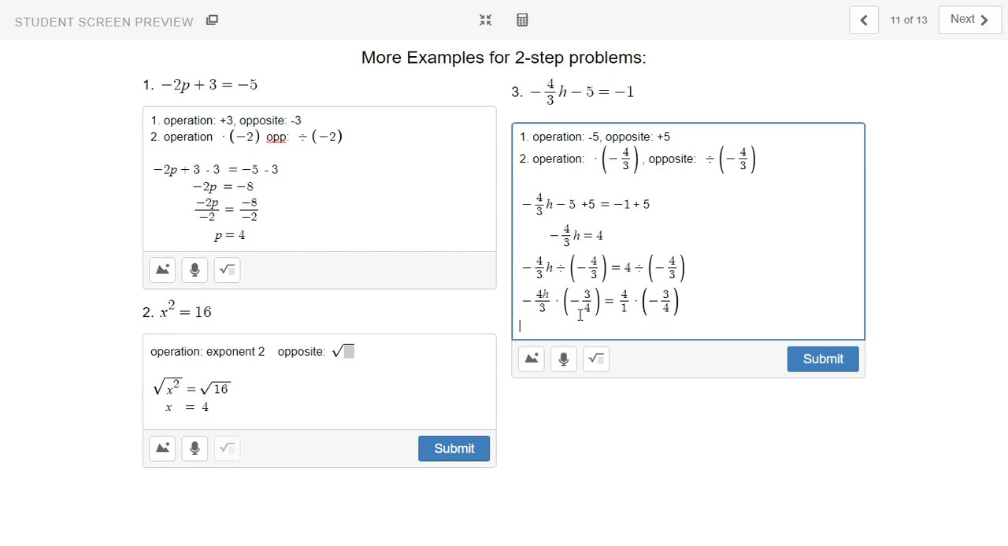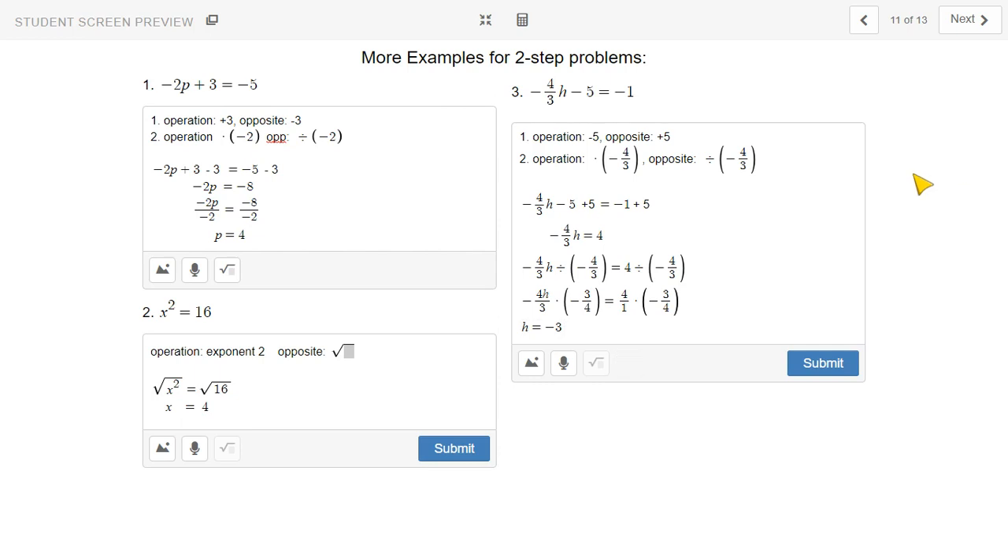Let's divide things out. We have two negatives. They become positive. The 4 in the numerator and the 4 in the denominator, they divide. The 3 in the numerator, 3 in the denominator also divide out. So I have h. On the right-hand side, the 4s divide out, and all I have left is negative 3.